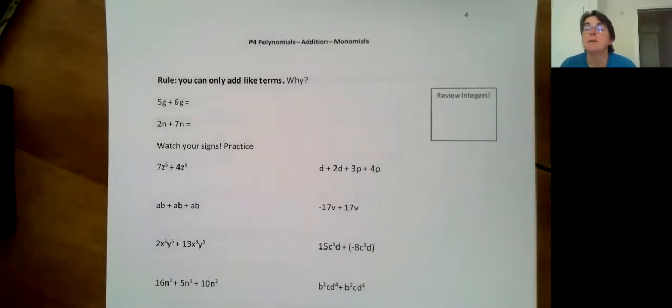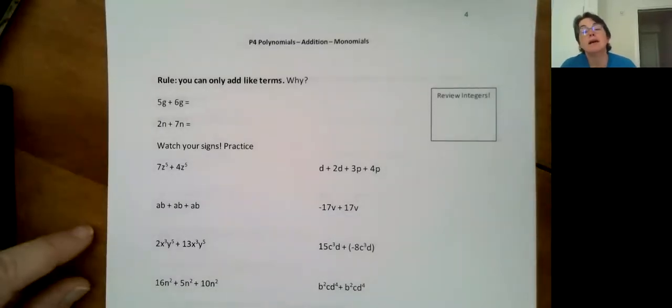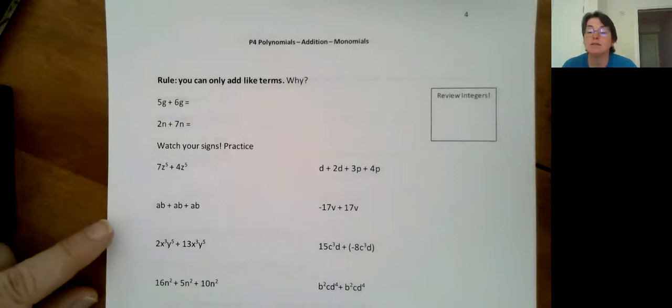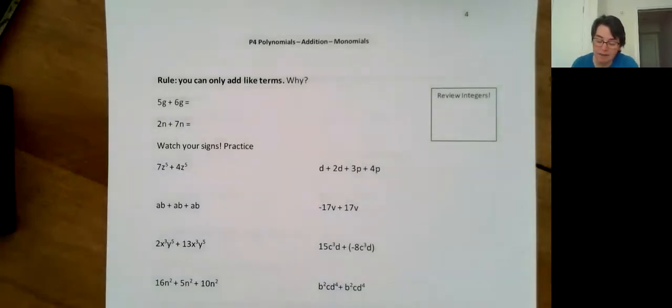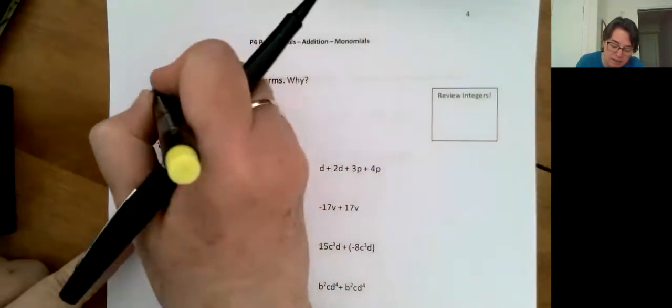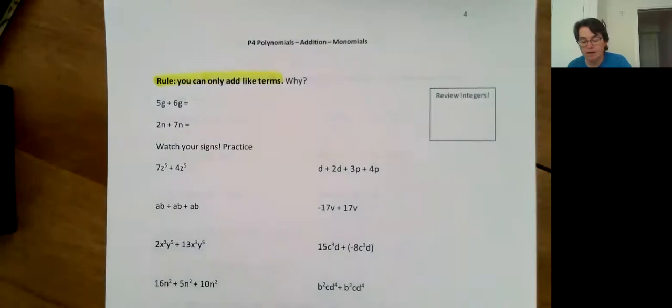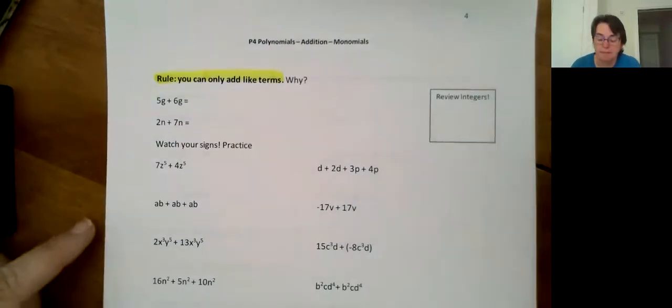All right, ladies and gentlemen, we are making progress. We are now adding monomials. Now, if you remember from before, monomials means things with one term. And the rule, and this is huge, if I could put sparkly, glittery bits on here, I would, but, you know, frankly, I got nothing there. You can only add like terms.